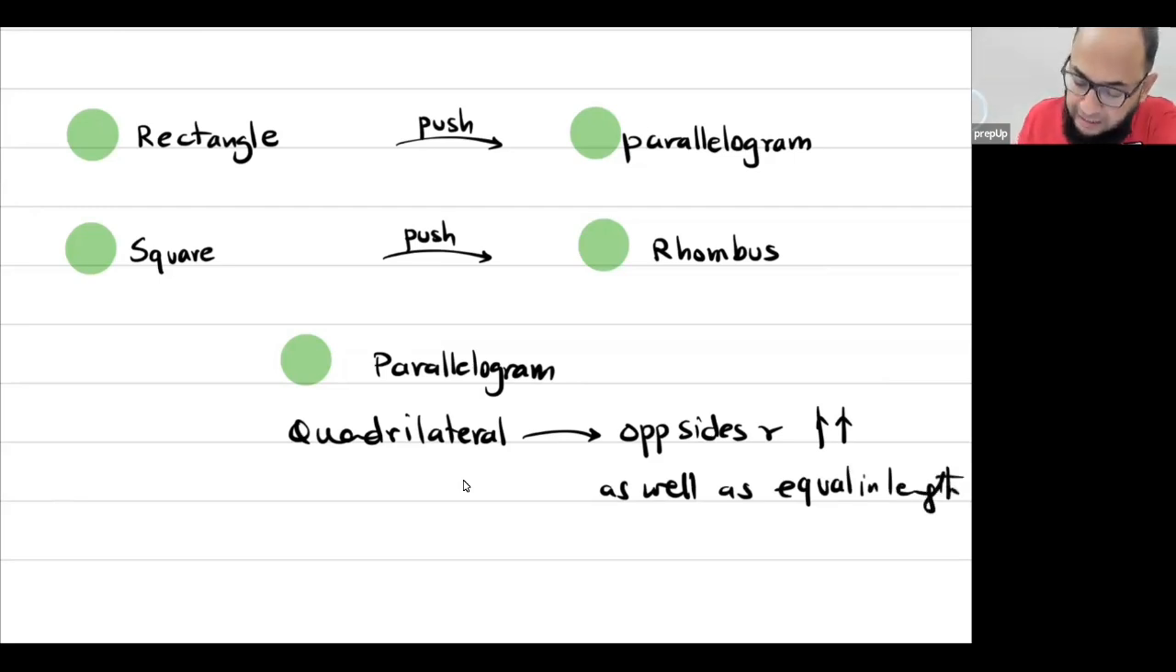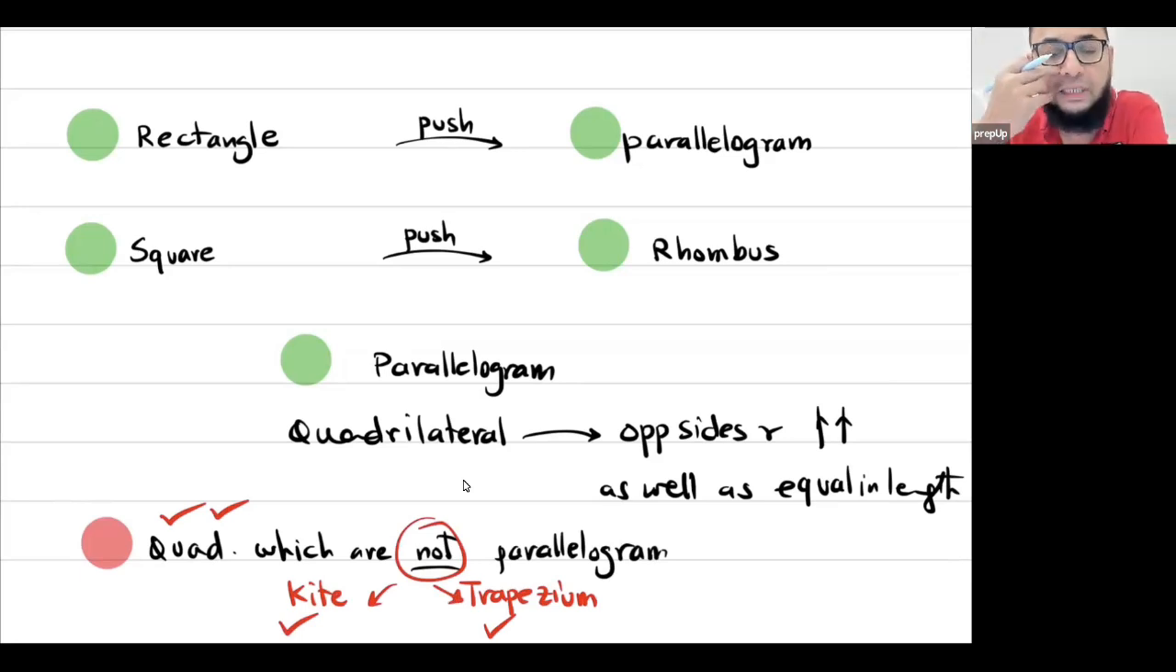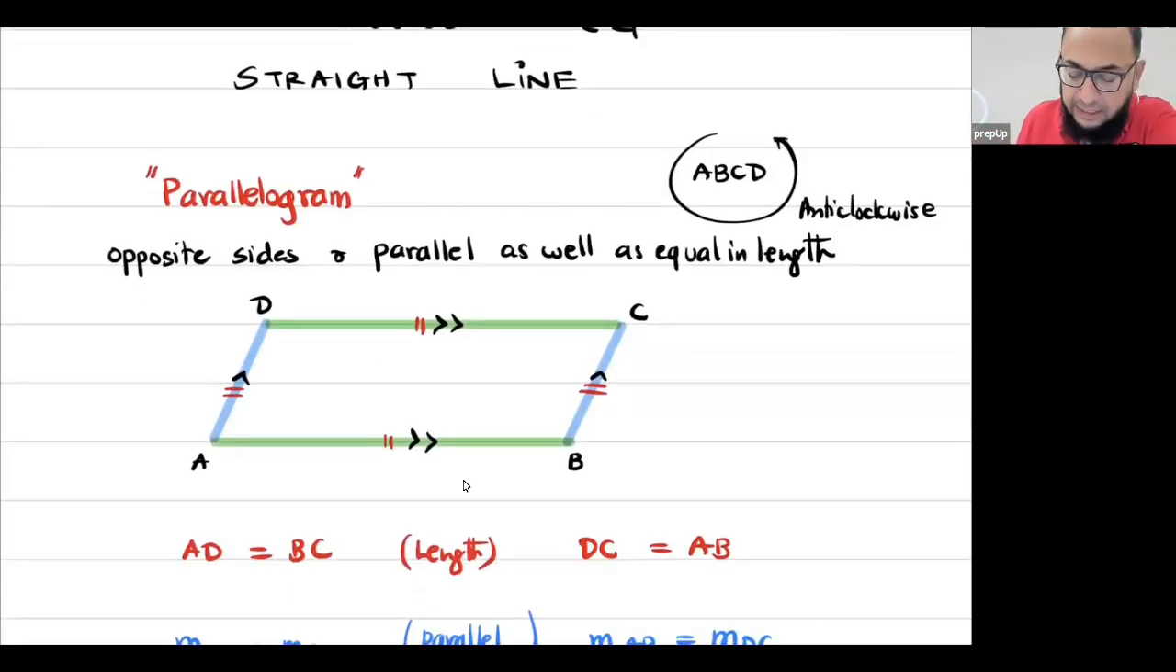Now, are there any quadrilaterals which are not parallelograms? Yes, there are two obvious ones. What are they? That is a kite and a trapezium. They are quadrilaterals, but they are not parallelograms because they don't have opposite sides parallel as well as equal. So I think that is the basic definition of a parallelogram.